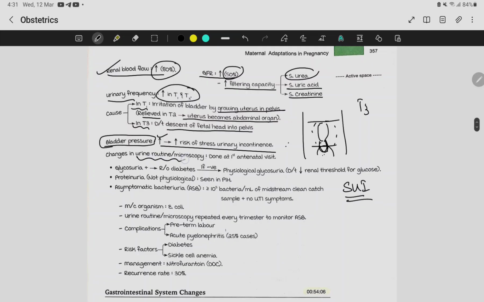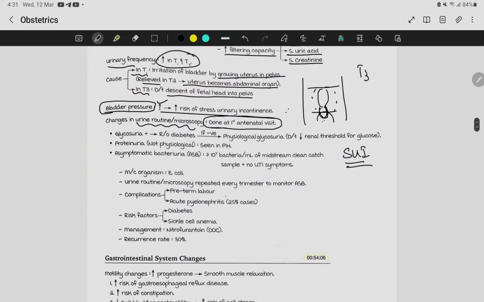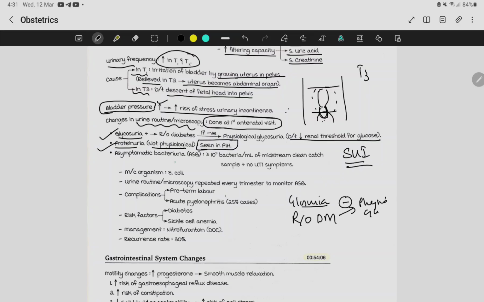What happens in urine microscopy and routine, which is done at the first antenatal visit? First, glycosuria. It is done to rule out diabetes. If it is negative, then it is physiological glycosuria, which is due to a decrease in the renal threshold to glucose. Coming to proteinuria, it is not physiological, but it can be seen in pathological conditions like PIH.